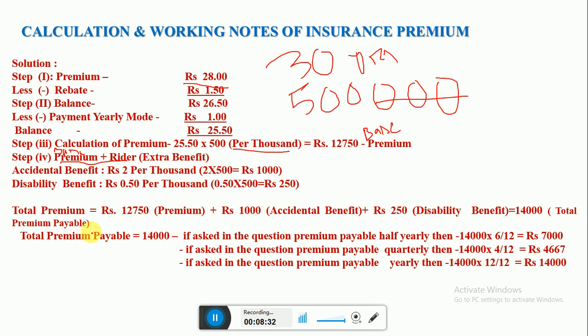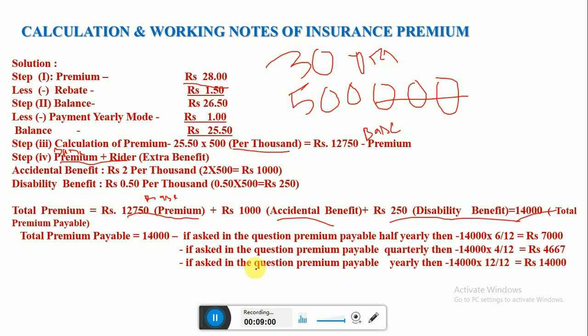So the total premium which will be payable is 12,750, that is the base premium, plus 1000, that is the accidental benefit, plus 250, that is the disability benefit. So the total premium will be around 14,000. In this question it was asked that the premium payment is yearly.